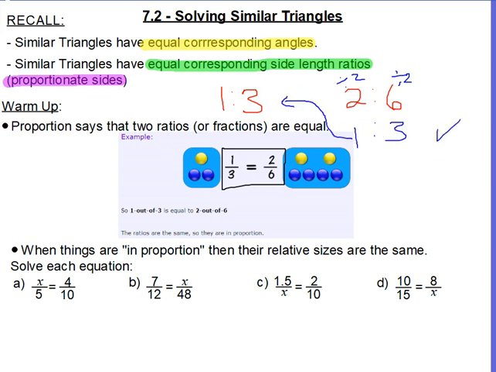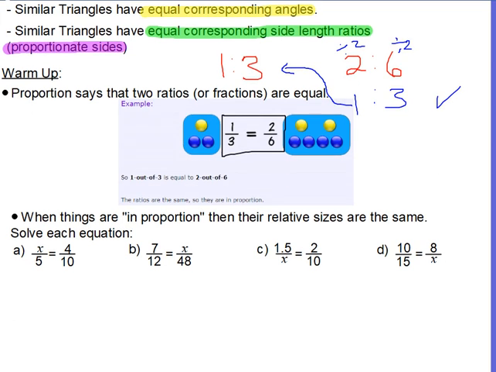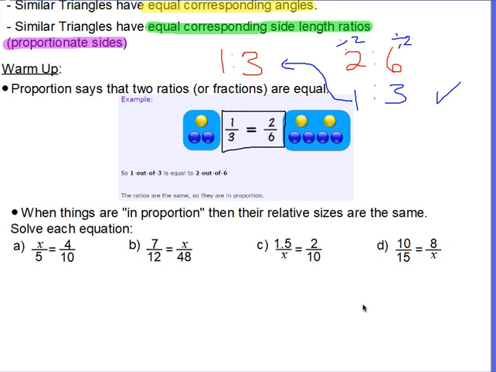Great. We've probably seen that before. Now, down here, this is some good stuff. You may have seen this before. It says when things are in proportion, then their relative sizes are the same. It wants us to solve each of these equations. So this is kind of similar to solving equations involving fractions, but if you look closely, they're all proportions. They're all proportionate. It's saying that something divided by 5 is the same thing as 4 divided by 10.